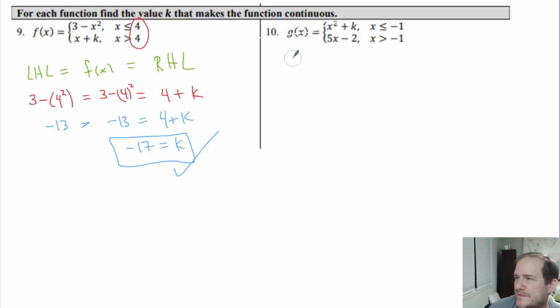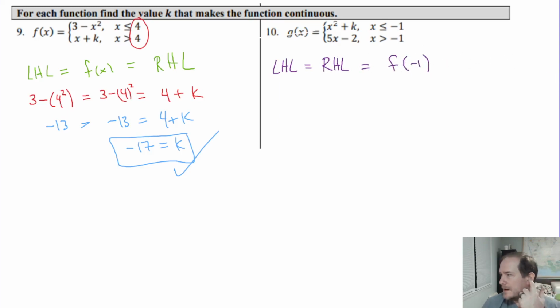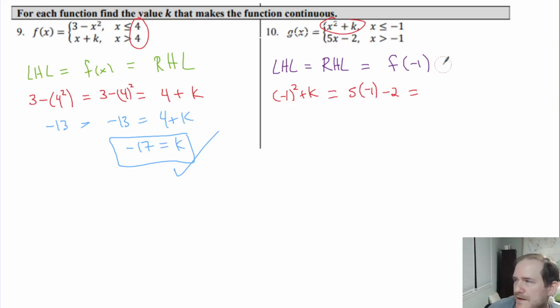I mean, we're doing the same thing. We still just want the left-hand limit to equal the right-hand limit and to be the same as the value of the function, so at -1. The left-hand limit will come again from here, so x squared plus k, meaning -1 squared plus k. The right-hand limit would come from this guy, so 5 times -1 minus 2. And of course the value of the function is going to come from the same thing that the left-hand limit came from, the top expression.